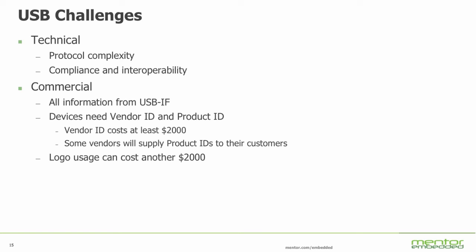It costs money. You can get all the information you need about USB from USB-IF. They will issue vendor IDs and product IDs. A device needs both of these. A vendor ID will cost you a couple of grand. There's a way around that. Some USB hardware vendors have purchased a vendor ID and will let you use that and issue you with product IDs. So that's an option which can cut costs.